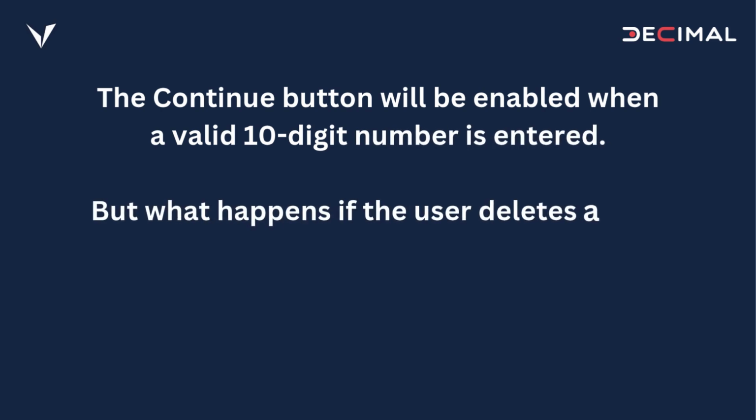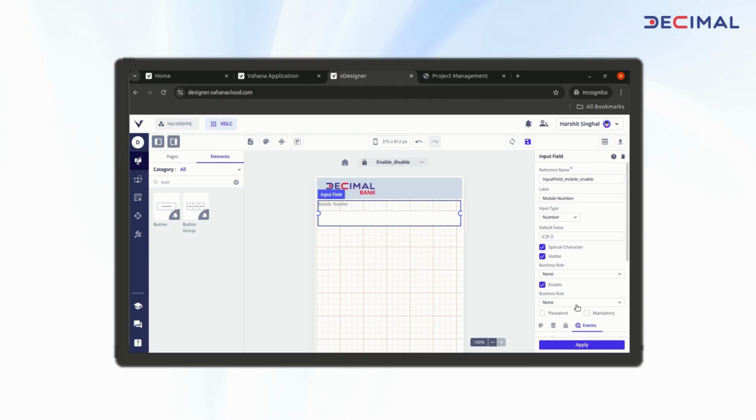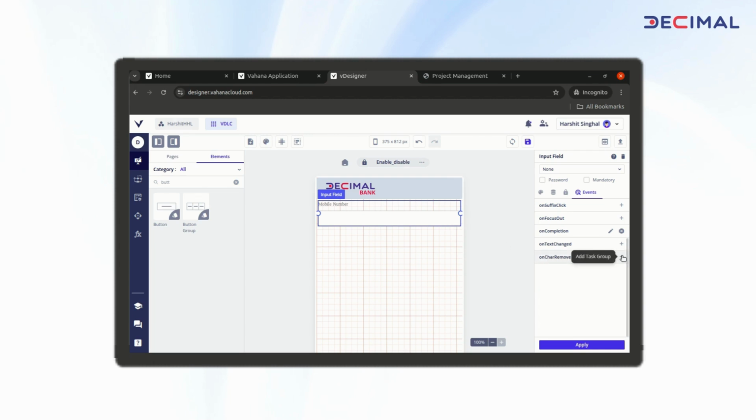But what happens if the user deletes a digit after entering 10? The button should be disabled again. To handle that, return to the input field, go to the Events section again, and add another task group under the On Character Remove event.